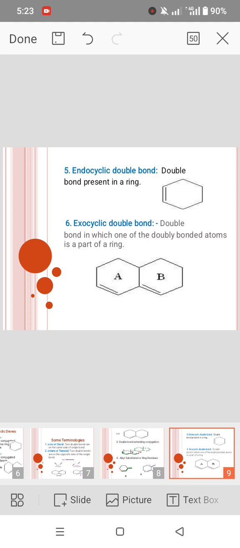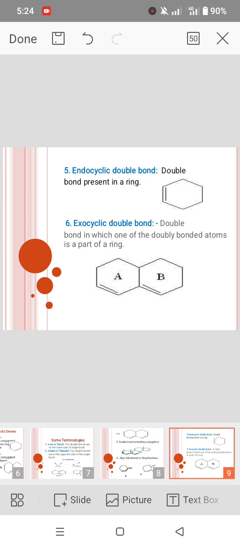Okay, and the second terminology is the exocyclic double bond. In the exocyclic double bond, one of the doubly bonded atoms is a part of a ring. Means if a double bond is present at the corner of a ring, on the outside of the ring, it is considered as the exocyclic double bond. You can see the example.